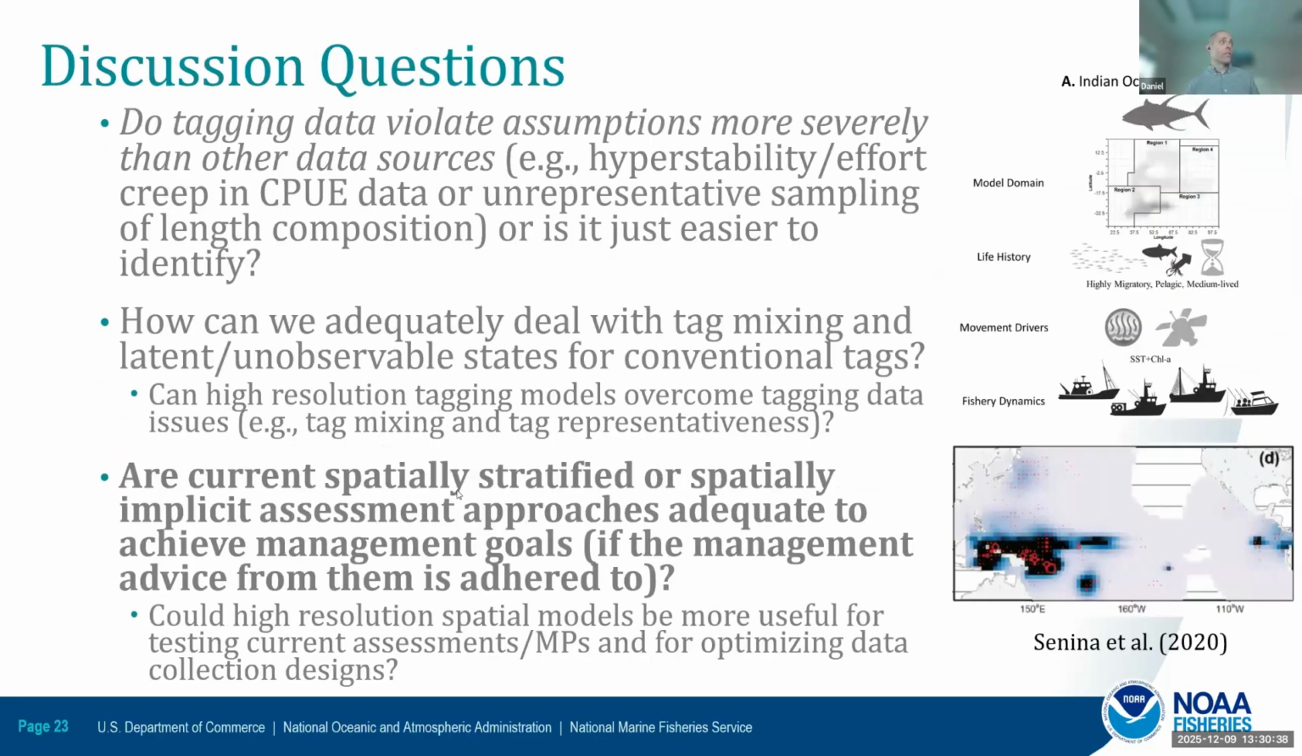And so a couple of discussion questions just to wrap up. I always come back to this first question, which is whether the tagging data violates assumptions more severely than other data sources, or if it's just easier to identify, and so we latch onto it. And then I still wonder, the high resolution models are really powerful, but are we getting better movement estimates out of them, or, as Matt mentioned, when you start scaling up, maybe they come out kind of the same. It would be interesting to look into those things to see if we're actually getting new insight or they come out in the wash.